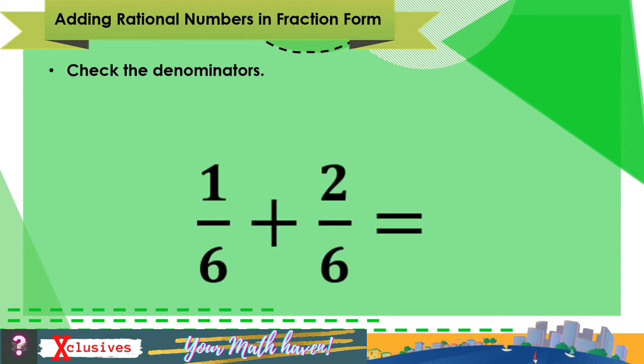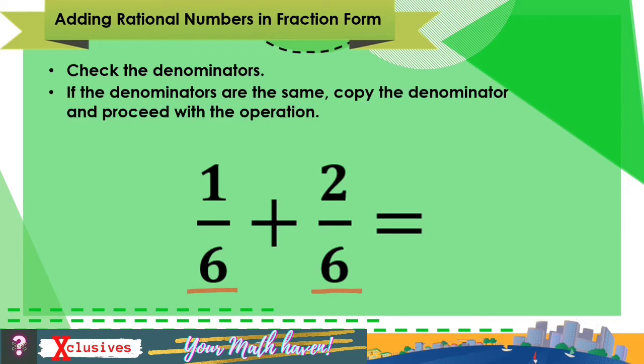Example: given 1 over 6 plus 2 over 6 equals what? Notice that the denominators are 6 and 6. If the denominators are the same, we simply copy the denominator and proceed with the operation, which is addition. So 1 plus 2 gives us 3. Notice that 3 and 6 also have a common factor, which is 3. So we still need to simplify our answer, and this will give us 1/2.